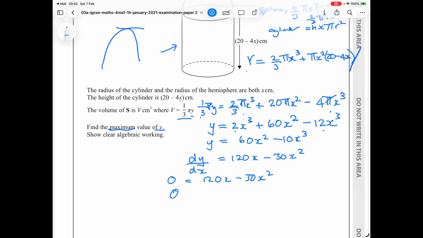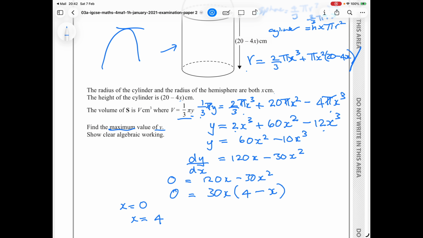So we're going to say 0 equals, and we can take out 30x from both of those, which gives 30x times 4 minus x. Is that right? Yeah. Equals 0. So x would equal 0, but that's not one of them. And then x equals 4.